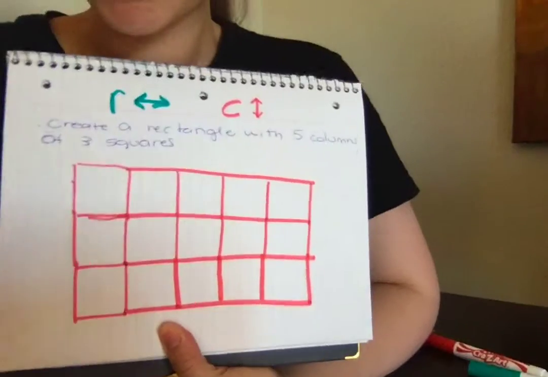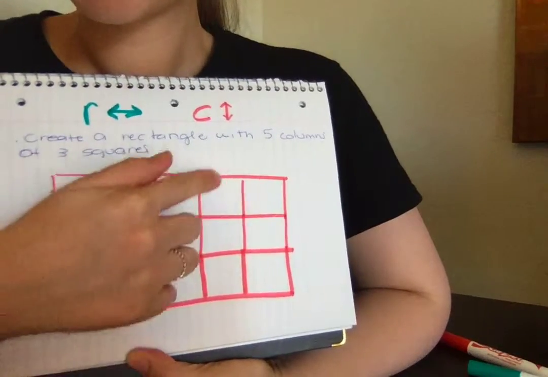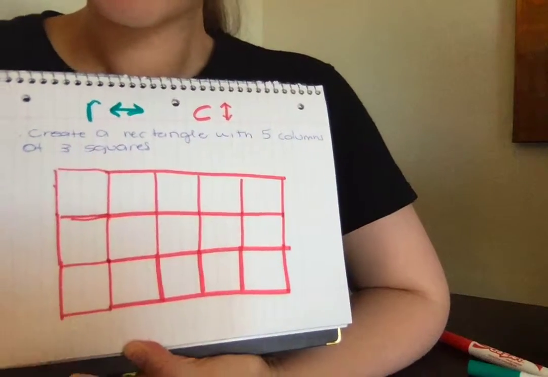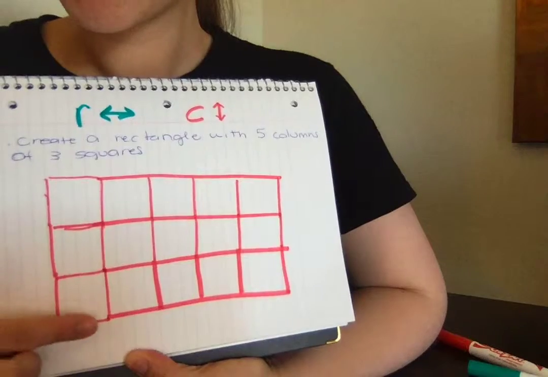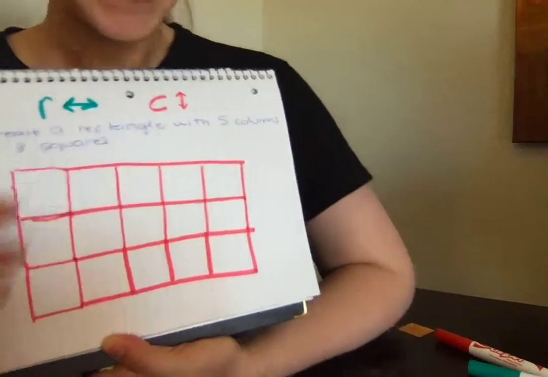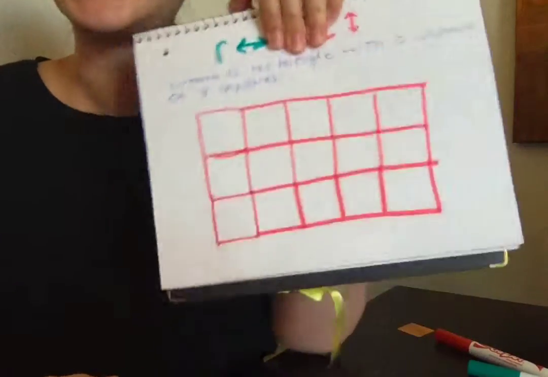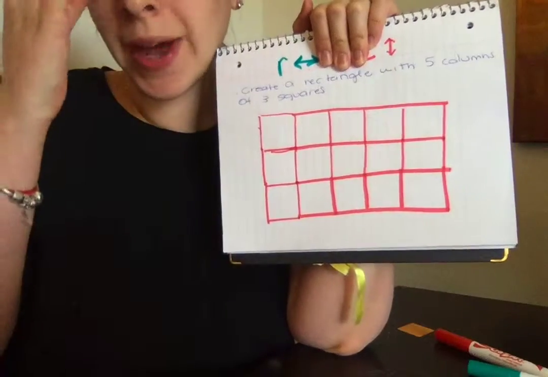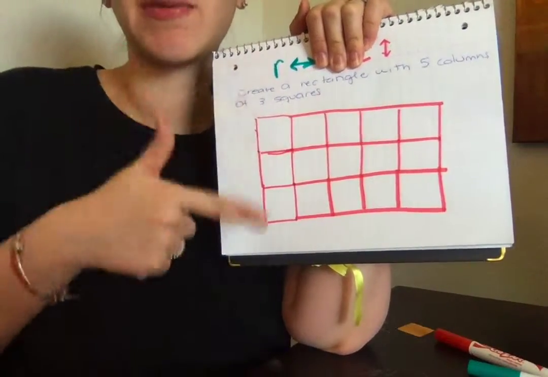So here we go. Let's count them together, okay? So I have my 1 column, 2, 3, 4, 5. 5 columns, and I said 3 squares in each. 1, 2, 3. 1, 2, 3, 4, and so on. Okay? So to find out how many there are in this array altogether, we need to add them all up together. But what do I add up? Do I add up the rows or the columns?